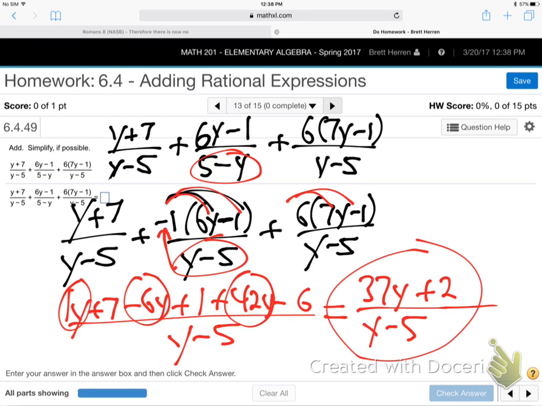So I just added the y stuff and I added the number stuff separately. Everybody see that? 1y minus 6y plus 42y is 37y. And then I did the plain number, 7 plus 1 minus 6. 7 and 1 is 8, minus 6 is 2. And that's our answer. As soon as the denominators match, just combine the tops, right? Everybody okay with that trickery? Questions I can answer?